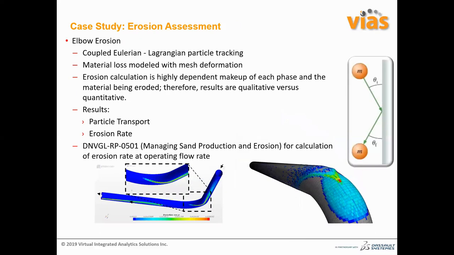So this is for the erosion assessment. There is a coupled Eulerian and Lagrangian particle tracking method. Basically, think of it as there's a momentum transfer that happens, because that's how the erosion happens at a very granular level. With fluid mechanics analysis, you have a better idea of how the particles are impacting and all. And then there are correlations that you can use to come up with the erosion assessment.